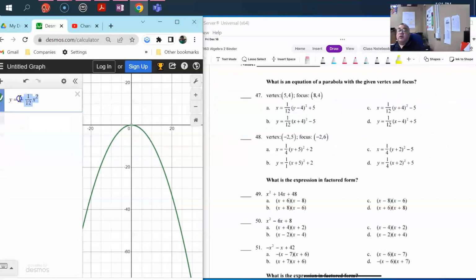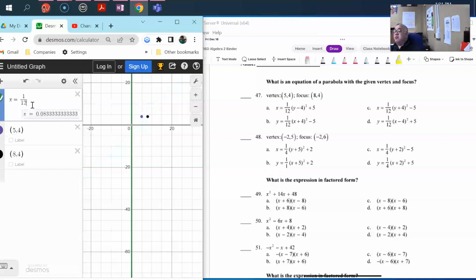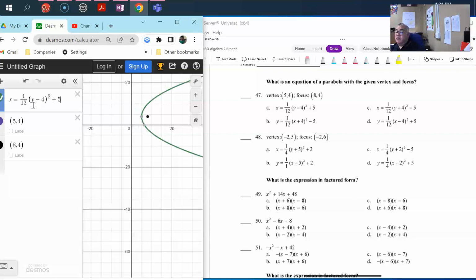Okay, so it says, what is an equation of a parabola with a given vertex and focus? So the vertex is 5, 4, and we know that the focus is 8, 4, right? So now what I'm going to do is I'm going to graph the parabolas. X equals 1 divided by 12, and then we have y minus 4 squared plus 5. Whoa. So this is the vertex. This is the focus. And that appears to be the answer.